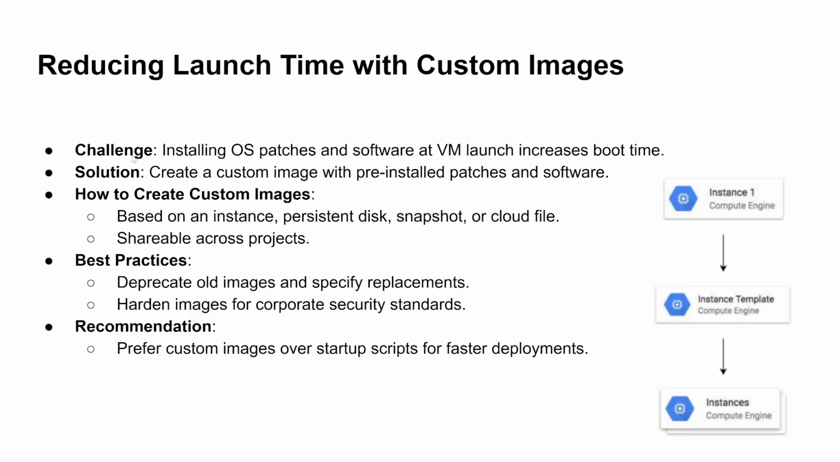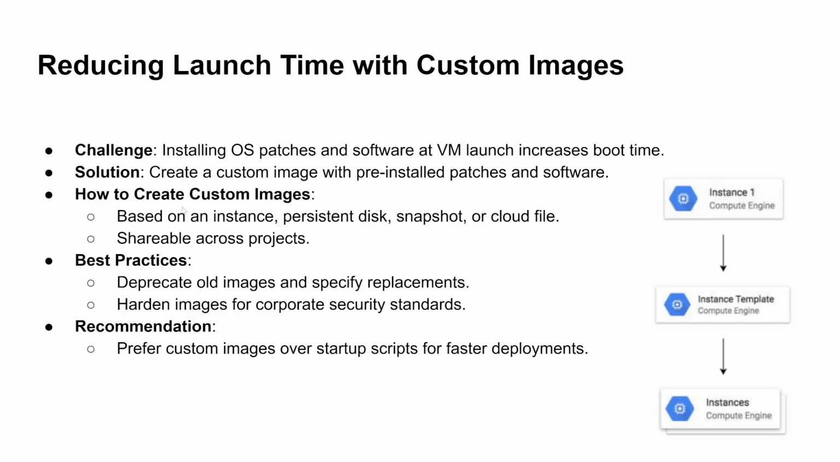Why are we going with this option? Because installing OS packages and software at VM launch increases the boot time. If you give startup scripts or all the necessary installations, then during the booting process it will take time to launch. Because of that, we have the option of creating a custom image. So what is the solution? We create a custom image with pre-installed patches and software.